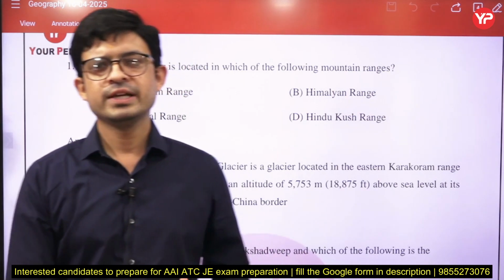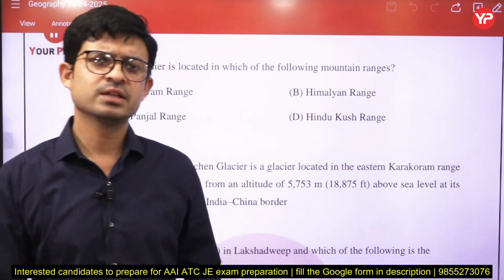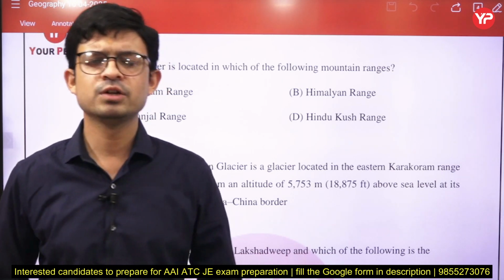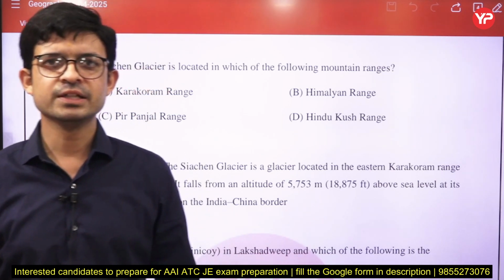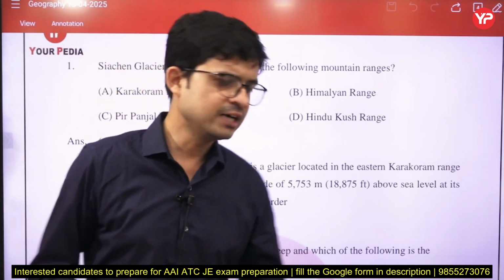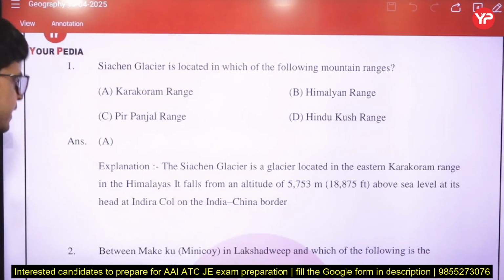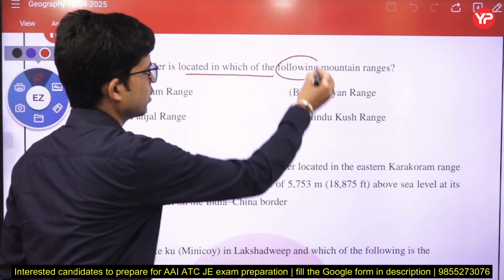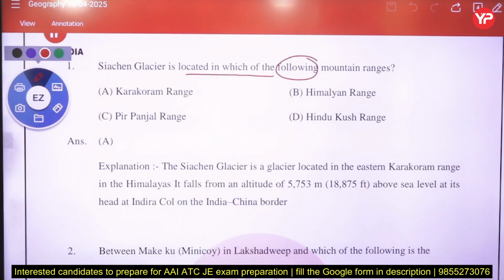So guys, today we will discuss some previous year questions of Airport Authority of India from 2021 to 2023 of geography. So let's start with our first question. Here the first question is, Siachen Glacier is located in which of the following mountain ranges? So in these options, Karakoram is the correct answer.